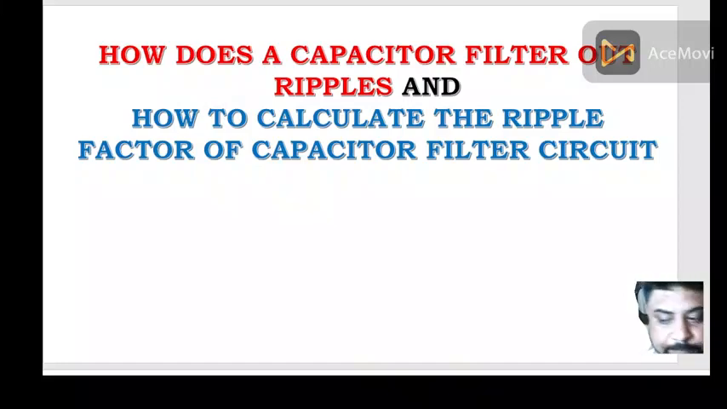In the last lectures, which were in Hindi, we studied the ripple factor and the capacitor filter. We learned how a capacitor filters out the ripples, what the physics behind it is, and how to calculate the ripple factor of capacitor filter circuits. There are certain questions that I have taken, and we will see the solutions of these questions.